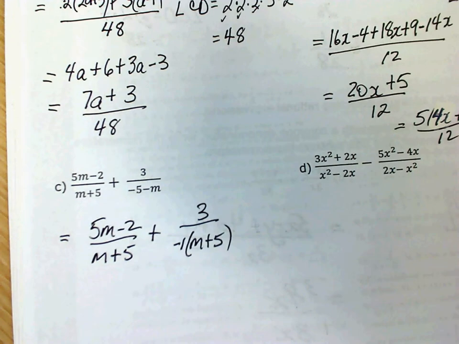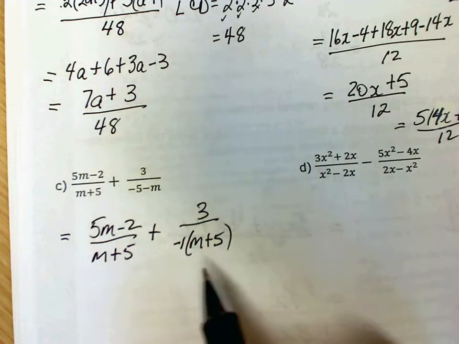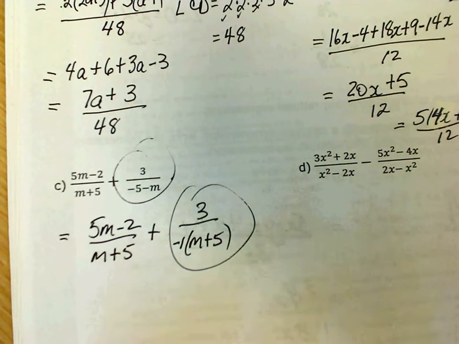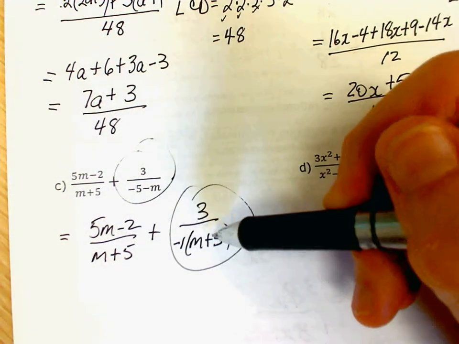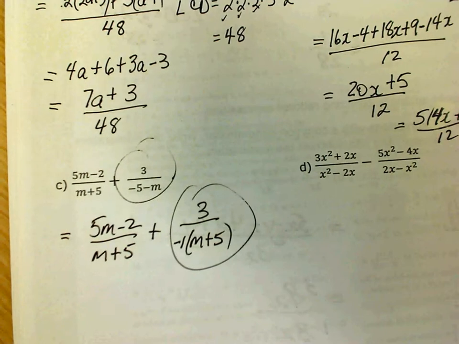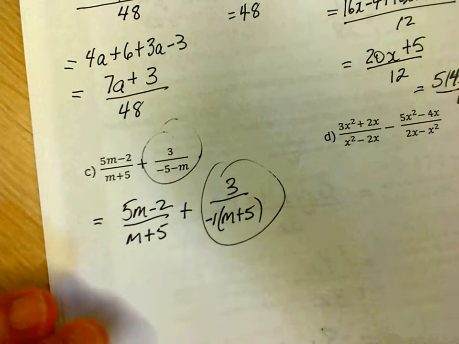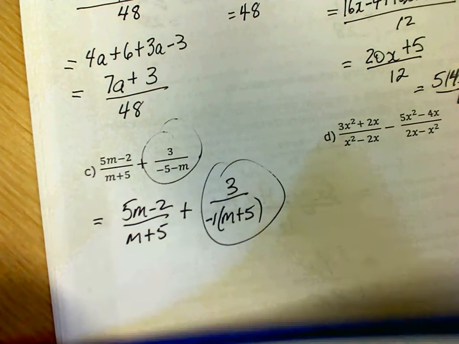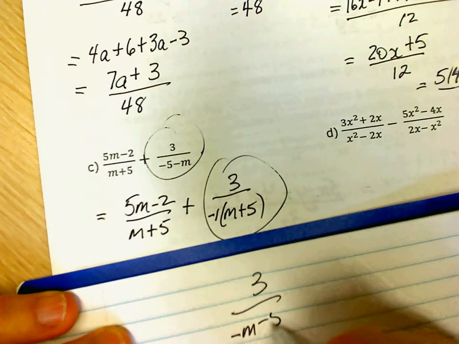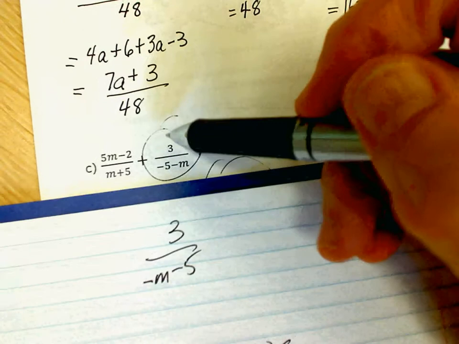No, because this and this are equivalent. We don't have to do any more. This expression equals that. They equal each other. We're good. Because if I were to expand this, notice I get 3 over minus m minus 5, and that's exactly the same as that.